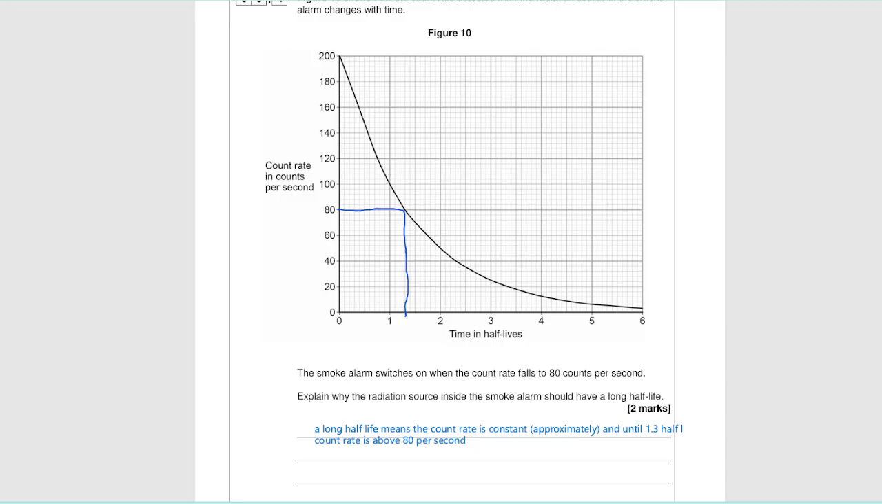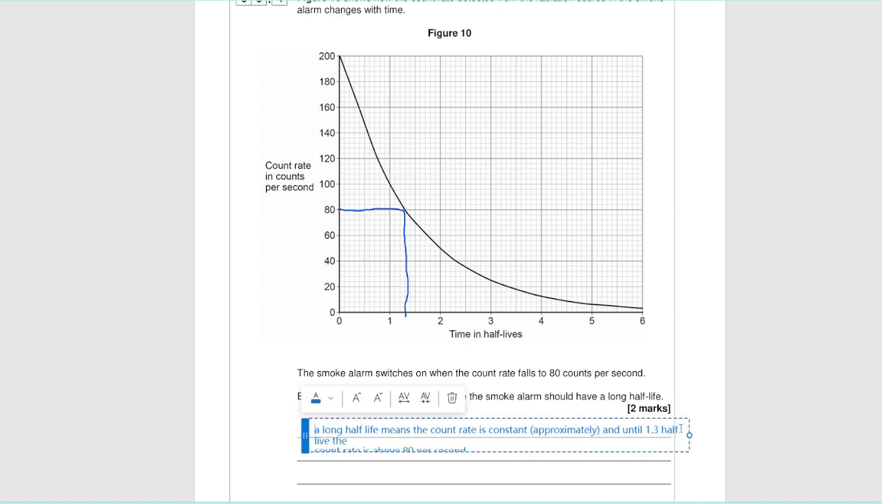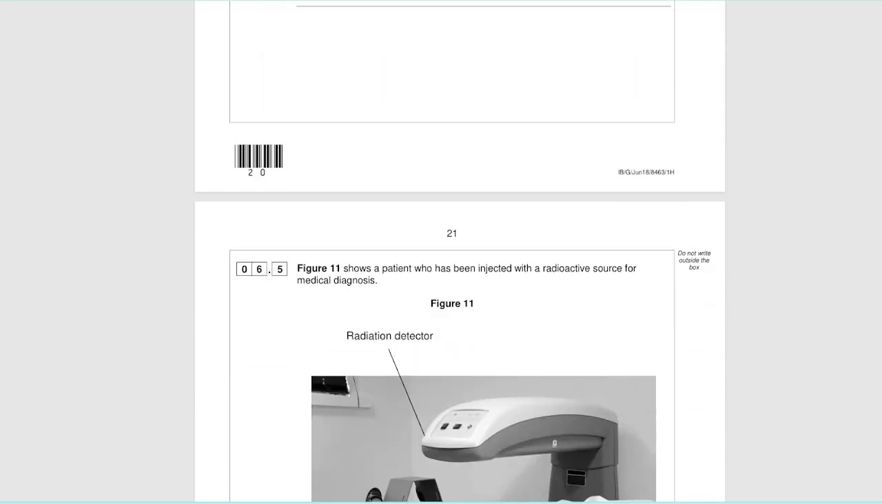And this is due to a long half-life, meaning the count rate is approximately constant, and until 1.9 half-lives the count rate is above 80 per second. So if you have a half-life of only a month, it will only take 1.3 months until the count rate falls below 80 per second, leading to the fire alarm going off constantly when it shouldn't be.